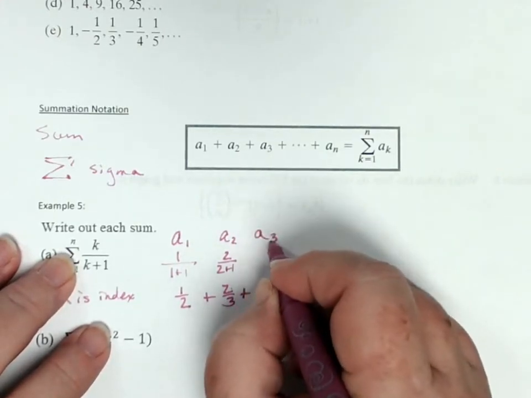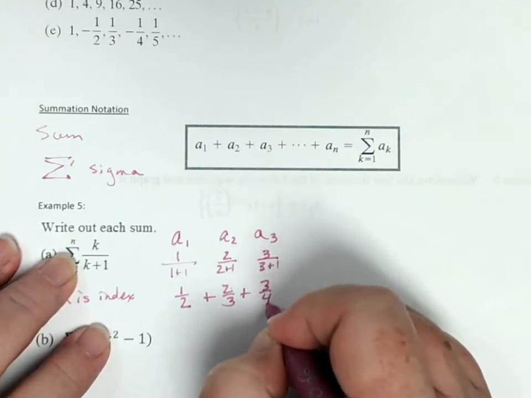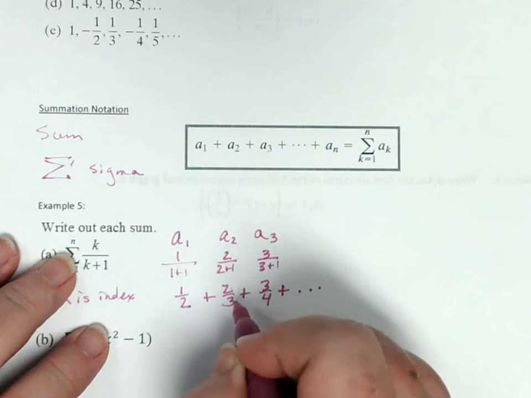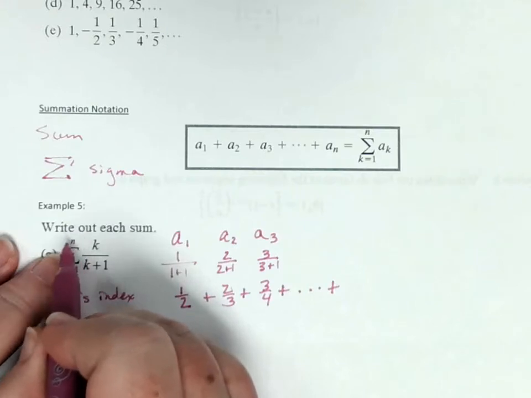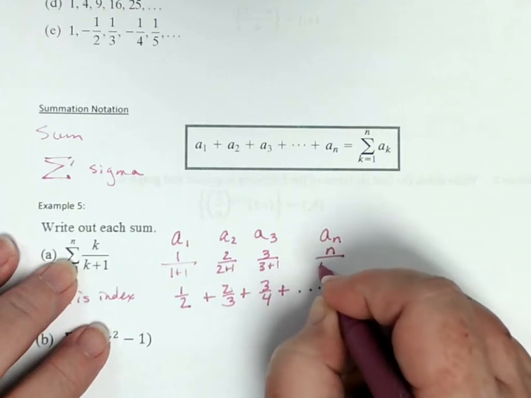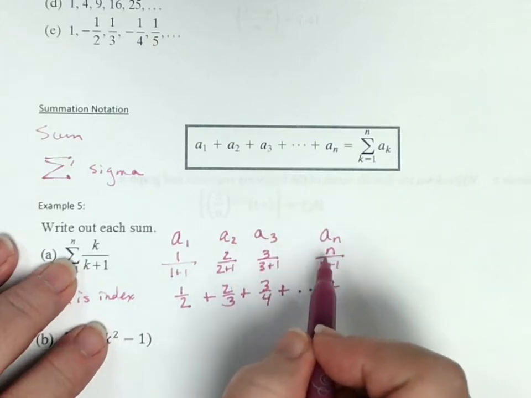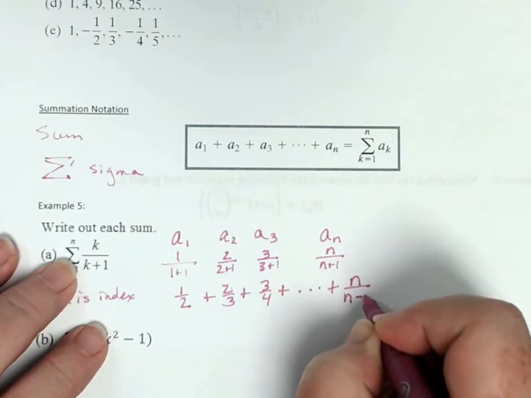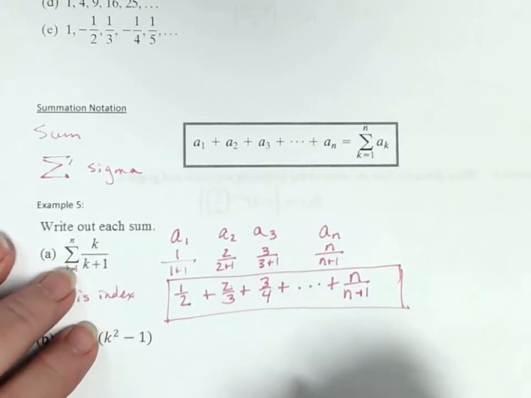So a sub 3 means find the third term. That would be 3 over 3 plus 1. So that's 3/4. And then we write plus dot, dot, dot, meaning and so it continues. So 1/2 plus 2/3 plus 3/4 plus dot, dot, dot, plus, and we stop at n. So if my nth term is equal to n over n plus 1, see how we put a 1 for the k, 2 for the k, 3 for the k, and now n for the k, then my last term here, we just write n over n plus 1, and that is how we write out the sum.